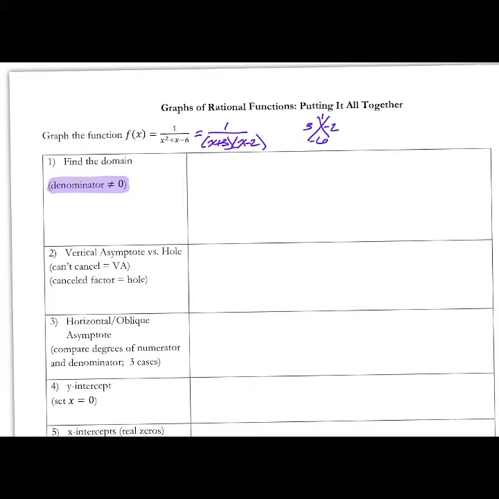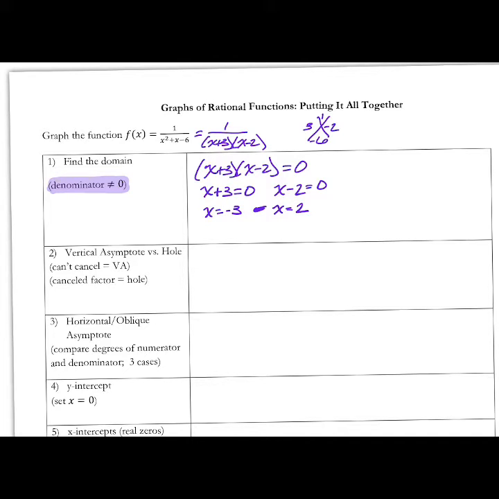So here we go. We're going to find the domain. Whew, I'm doing good. So I'm going to take my denominator, which says x plus 3 times x minus 2, and I'm going to set it equal to 0. So that means I have 2 things multiplied together. That means one of those things has to be 0. So that either means that x plus 3 equals 0 or x minus 2 equals 0. So if that's true, that means that x is going to equal -3 and x equals 2. Okay?